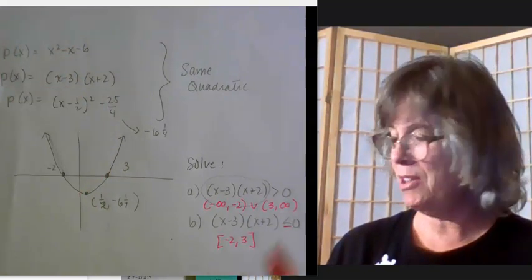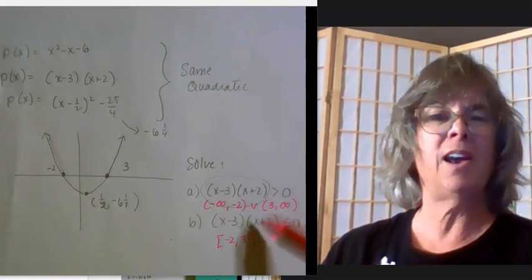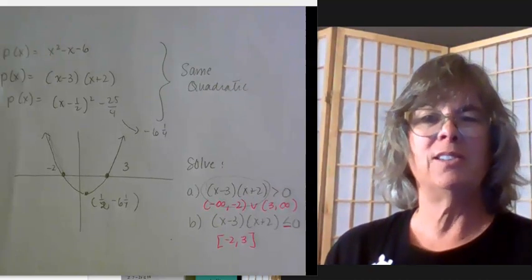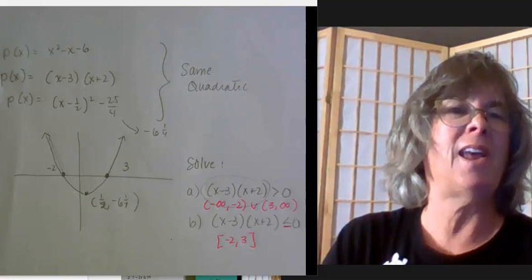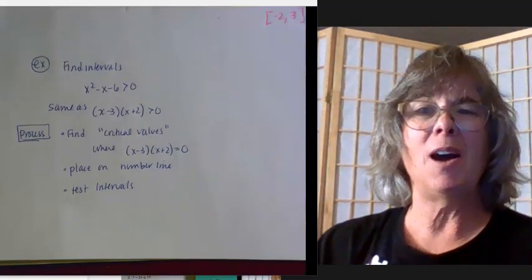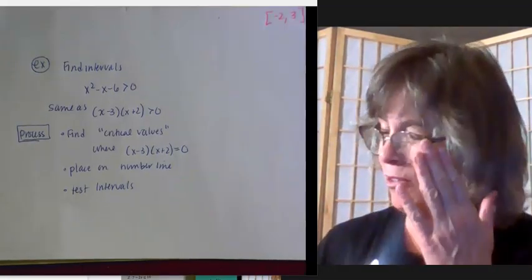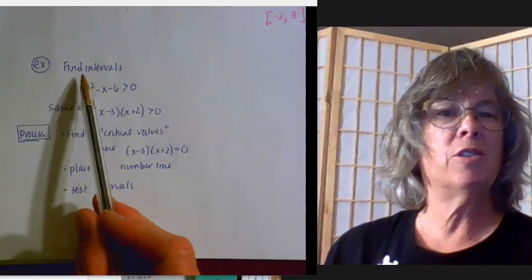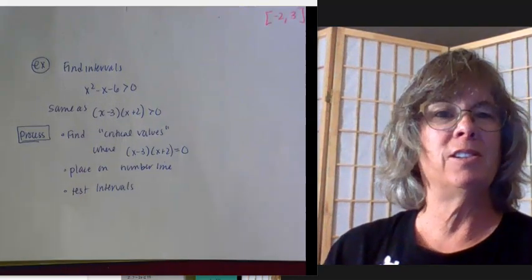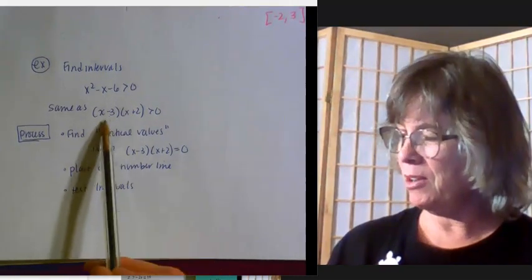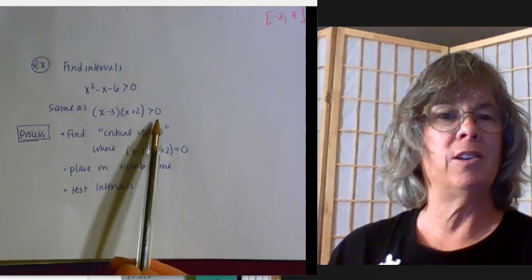In solving these two inequalities, if you only have these two inequalities, you get to look at something a little bit simpler, a little bit less. You don't have to look at as much information. So I'm looking at the exact same problem. I'm going to find the intervals or the regions where this expression is greater than 0. That's the same thing as here. Here it is in factored form is greater than 0.